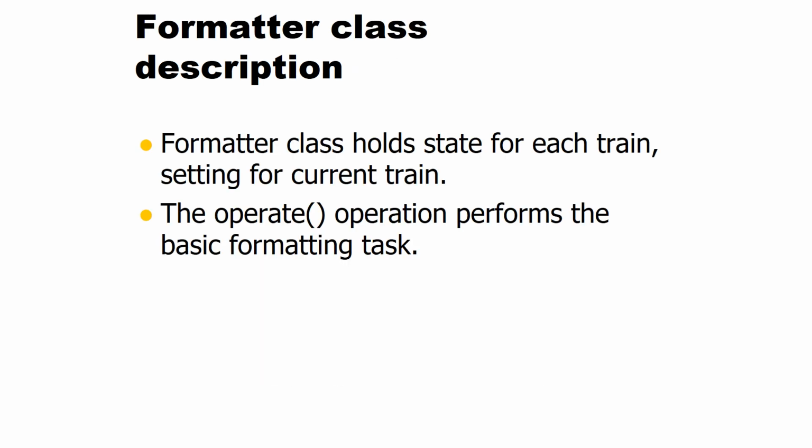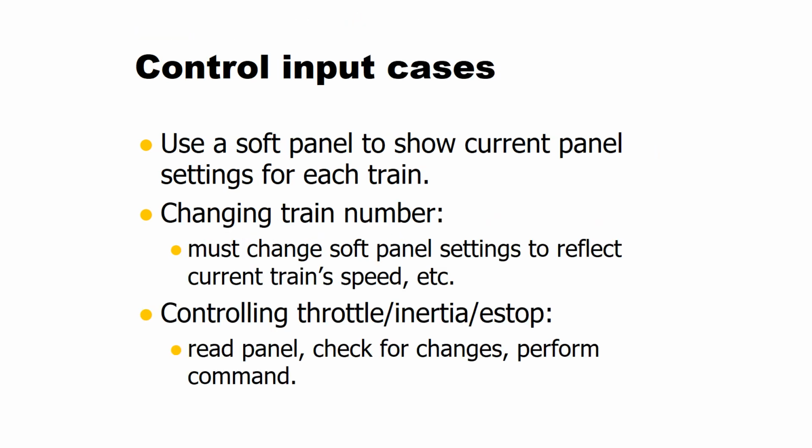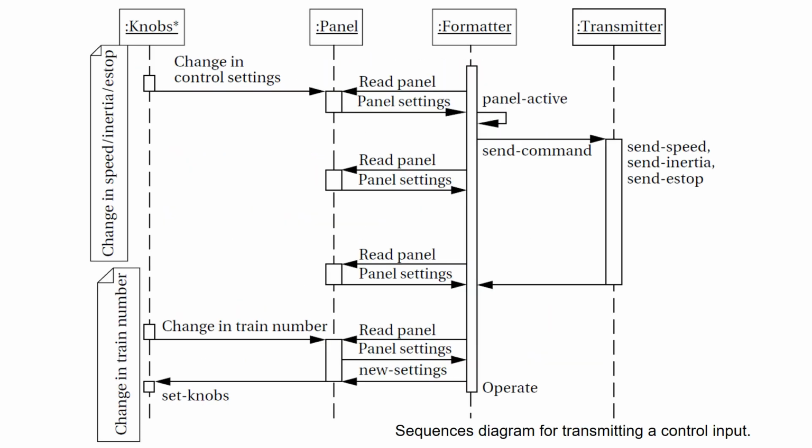So this is the description of the classes, and this is the control input case, which uses the soft panel to show the current panel setting for each of the trains. Changing the train number must change the soft panel setting to reflect the current train speed and so on. This is a sequence diagram of transmitting the control input. It consists of knob, panel, formatter and transmitter.